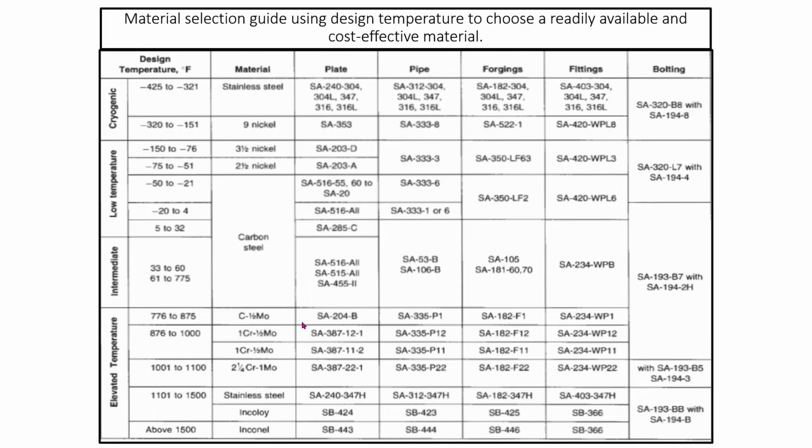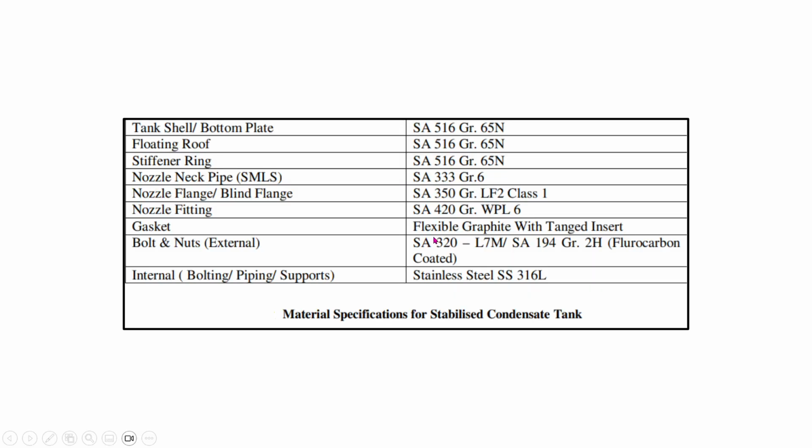Different temperature means different material, and for plate, different specifications are also available. You have to mention this specification and material. Similarly, if you want to purchase bolting material for this temperature, you have to specify this specification. If you want to purchase forging material for this temperature, then you have to mention SA 105 and that material. So this is the material and the different grades, in different shapes: plate, pipe, forging, fittings, bolting. This is the specification of the material you have to mention.